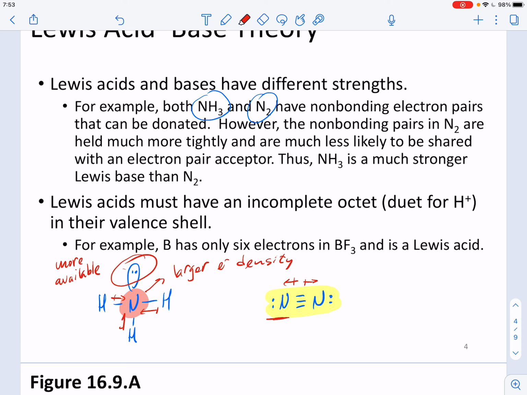And you usually have that when you have incomplete octets. So compounds with incomplete octets, right away you consider as Lewis acids, whether they have protons or not. And in the case of the proton itself, it's not an octet but a duet for the hydrogen. The hydrogen can only accept one pair of electrons. Alright?